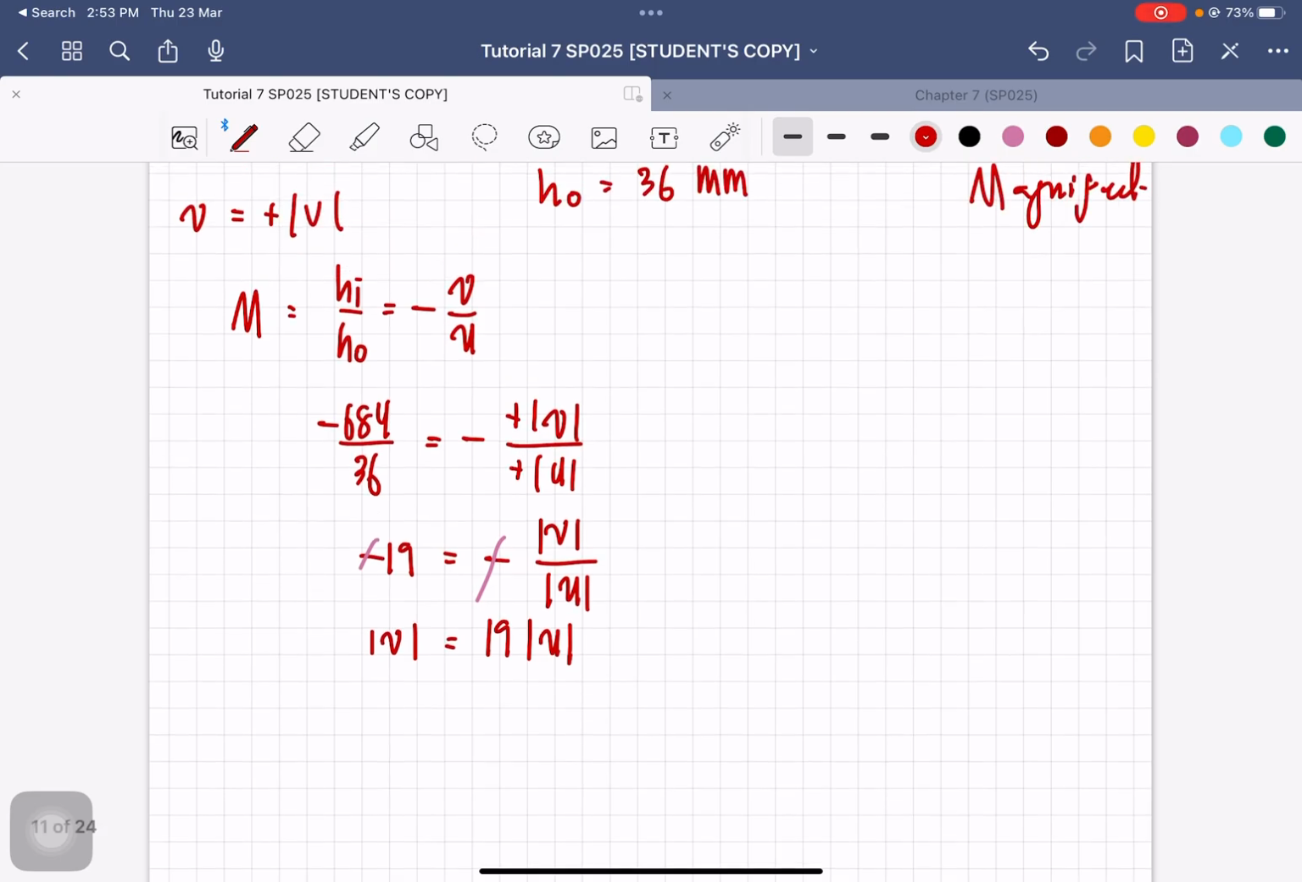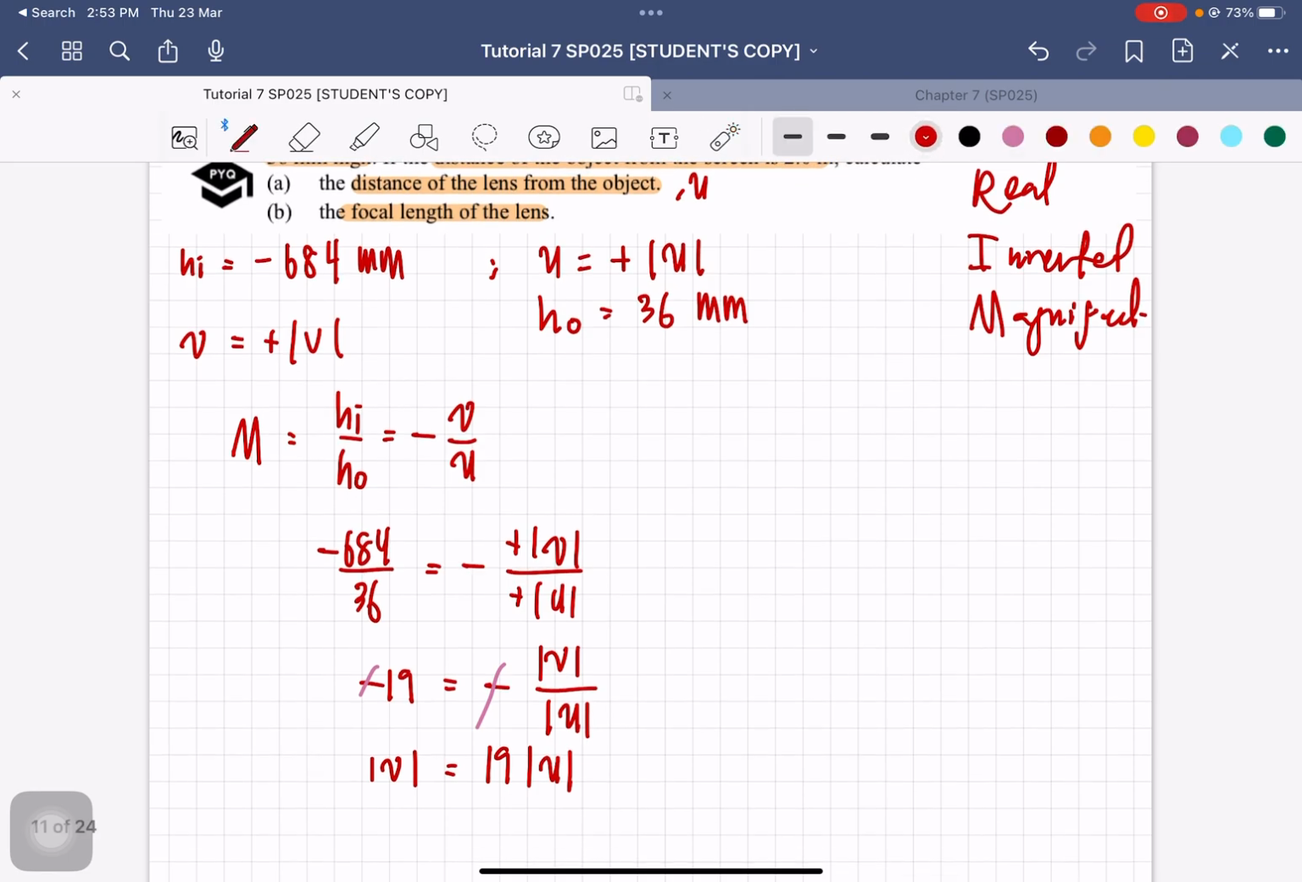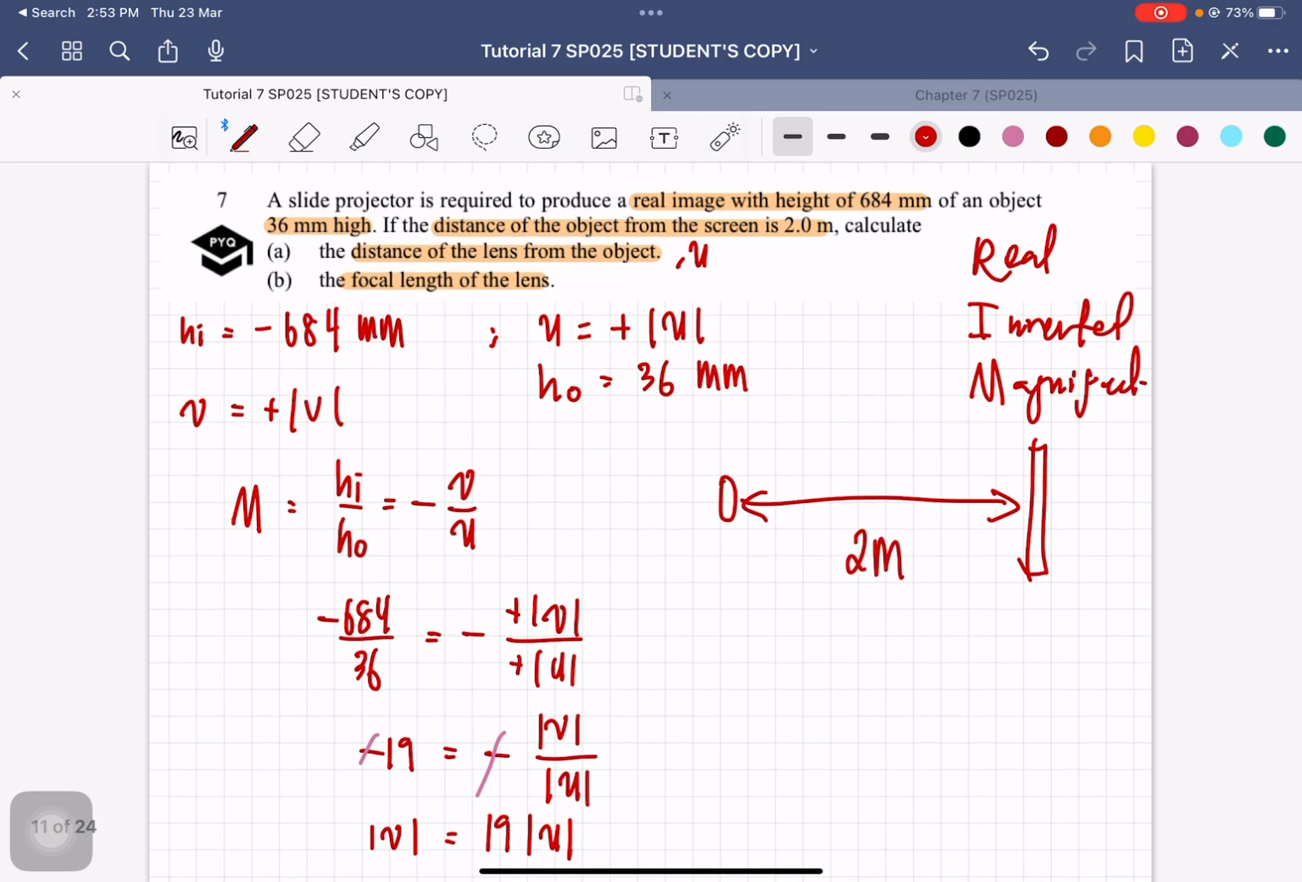We know that the question mentioned that the distance of the object from the screen is 2 meters. So if the object is here and the screen is here, this distance is 2 meters. Meaning that from the lens, what lens is this? What lens is a projector? Did it mention that? I am not sure. What is the lens for a slide projector?